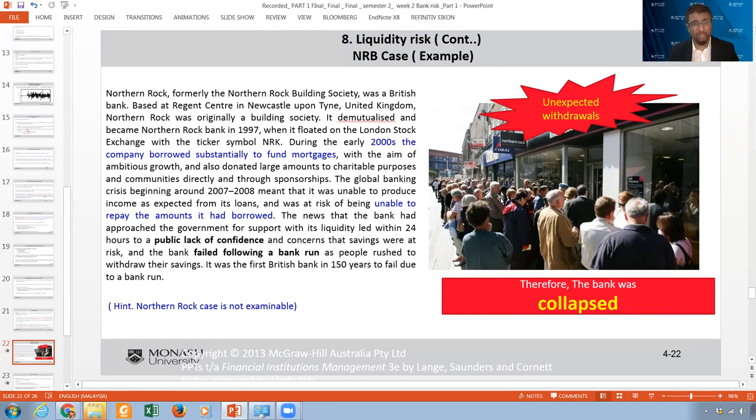The news spread like fire everywhere that Northern Rock was collapsing, and everybody came to the bank. And then, of course, the bank collapsed, and they couldn't pay all those people, even with the help of the Bank of England, which is a central bank. So this is actually a liquidity problem.